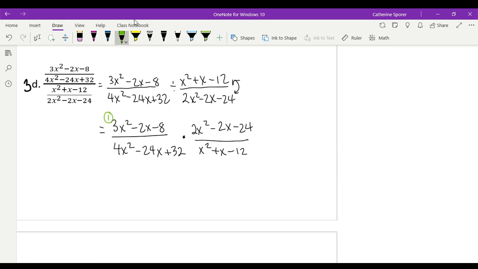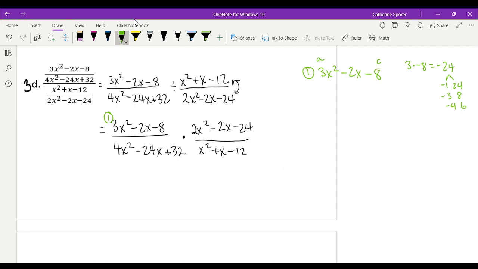So let's start with this piece. I'll call that piece number 1, 3x squared minus 2x minus 8. Since this has a 3 in front, and we can't divide the 3 into the 2 or the 8, we need to do hard trinomial factoring here. So that means we need to multiply a times c. 3 times negative 8 is equal to negative 24. And then we're looking for the factors of negative 24, which I'll just start listing out, that add to negative 2.